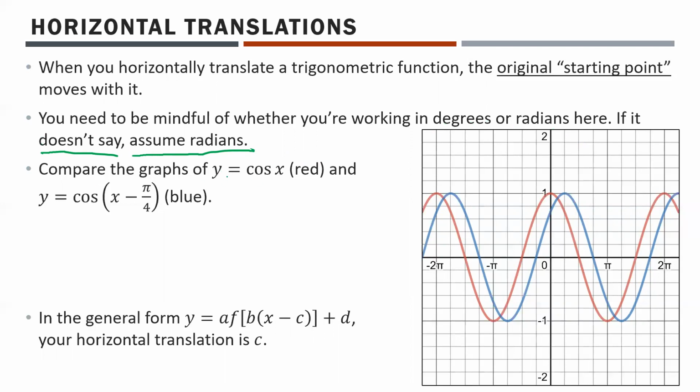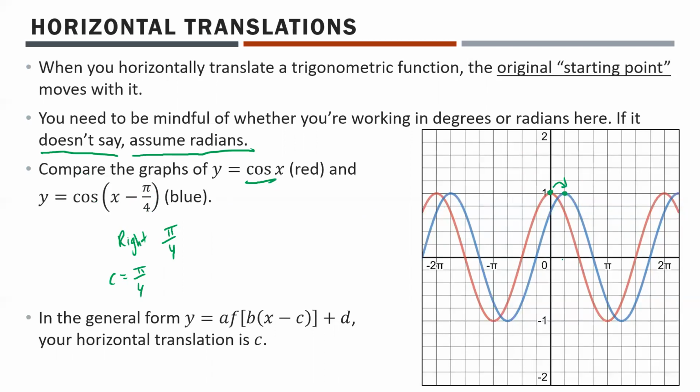So I want us to compare the graphs of y equals cos x, which is the red one, and y equals cos x minus pi over 4, which is the blue one. Really what we should notice here is our starting point. This is a cosine graph, and cosine graphs start at their maximum. But the blue one, notice we've moved it to the right by pi over 4, because it's minus pi over 4 in here. So C equals pi over 4 in this case, just to really drive it home, right? So we're moving pi over 4 here. Notice that your starting point also moved to the right by pi over 4.